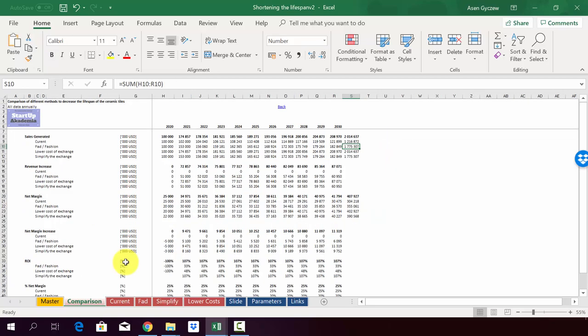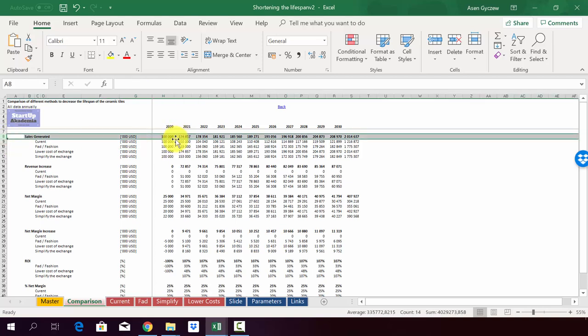So let's compare all the ways in which we can shorten the lifespan of the ceramic tiles. And here in a sheet comparison, you will see the summary of all results. Obviously, what you pick depends on what kind of criteria you're going to apply. Is it the sales generation, is it the net margin, or maybe return on investment? We have gathered all of them here, so you can have a look at this and pick the right one.